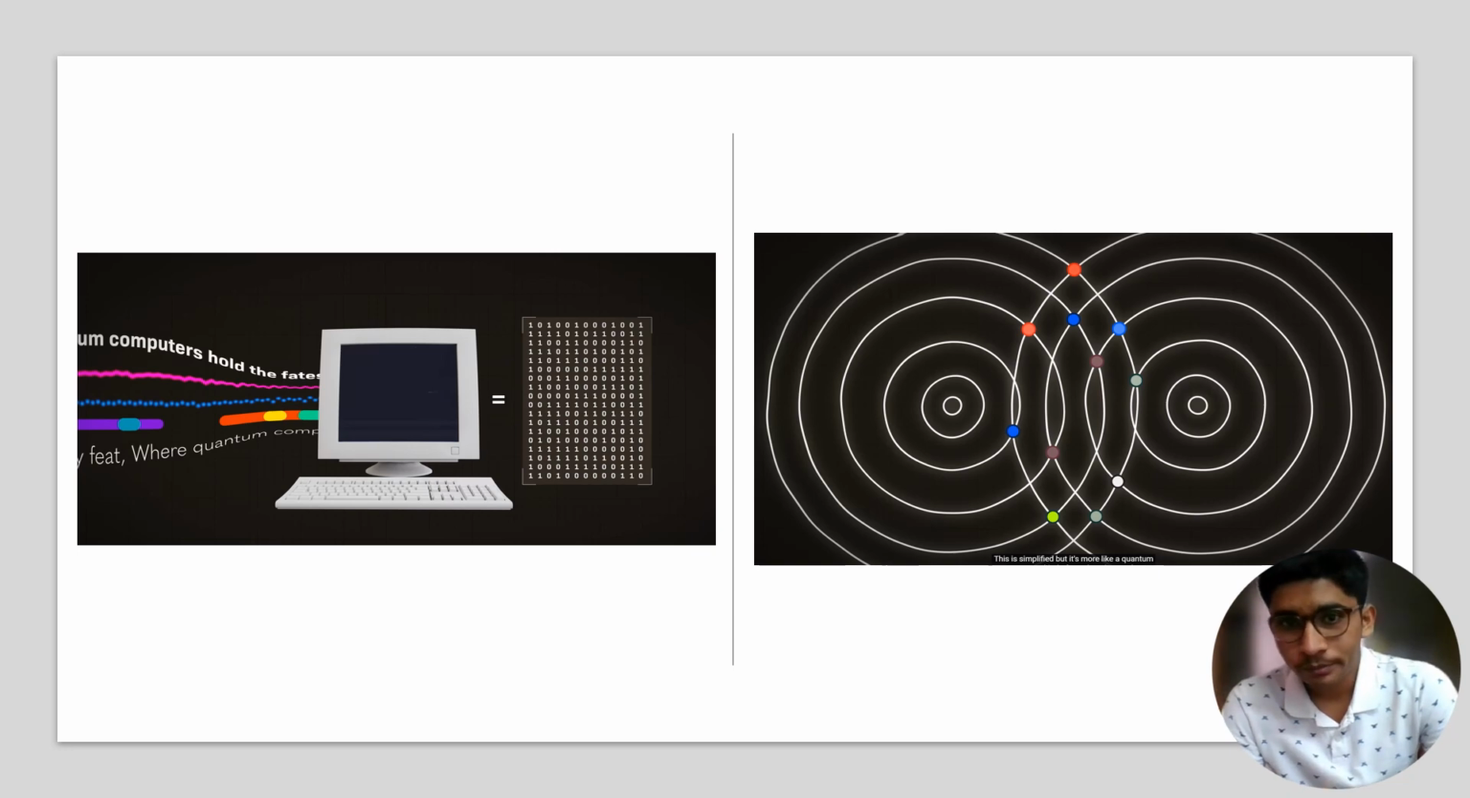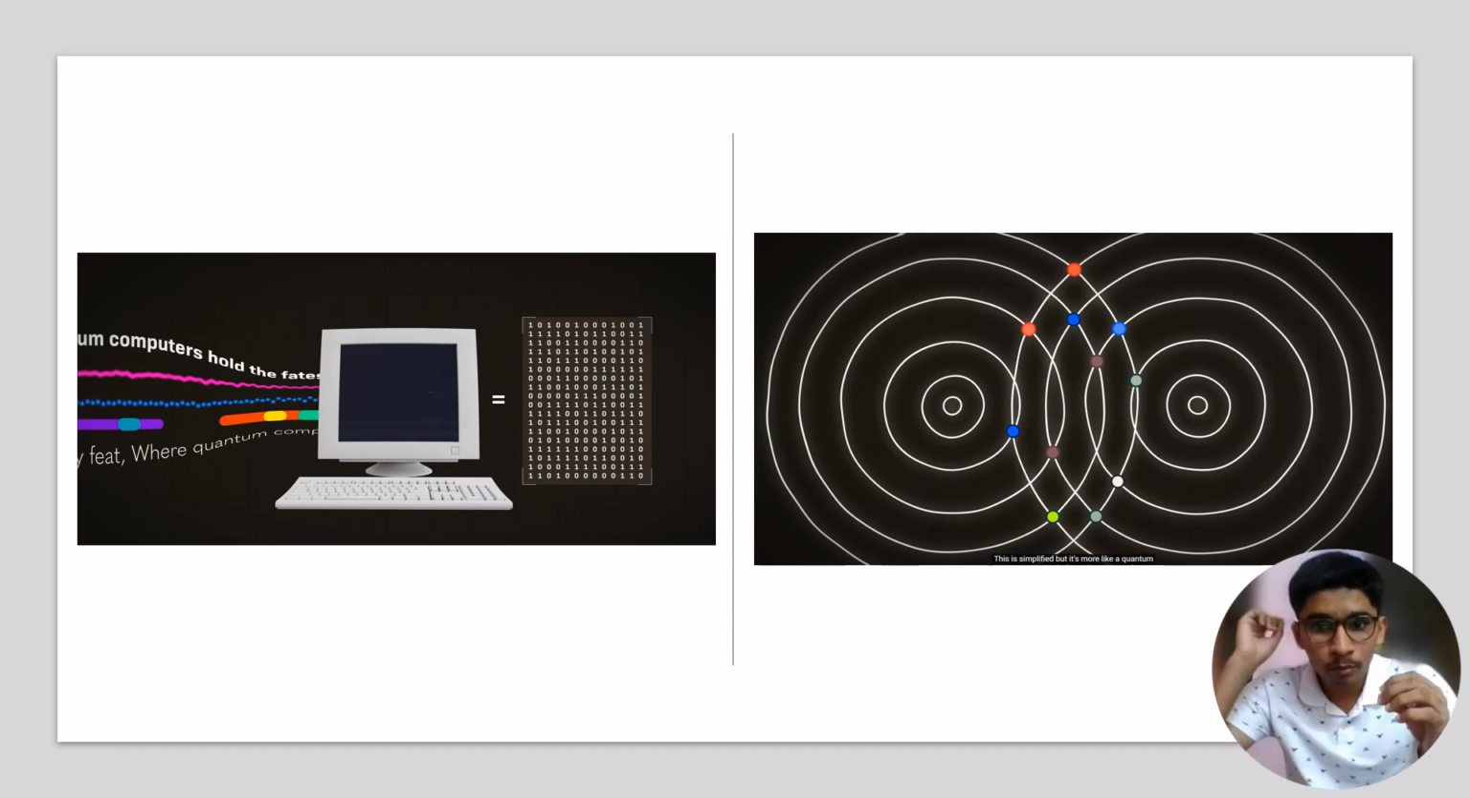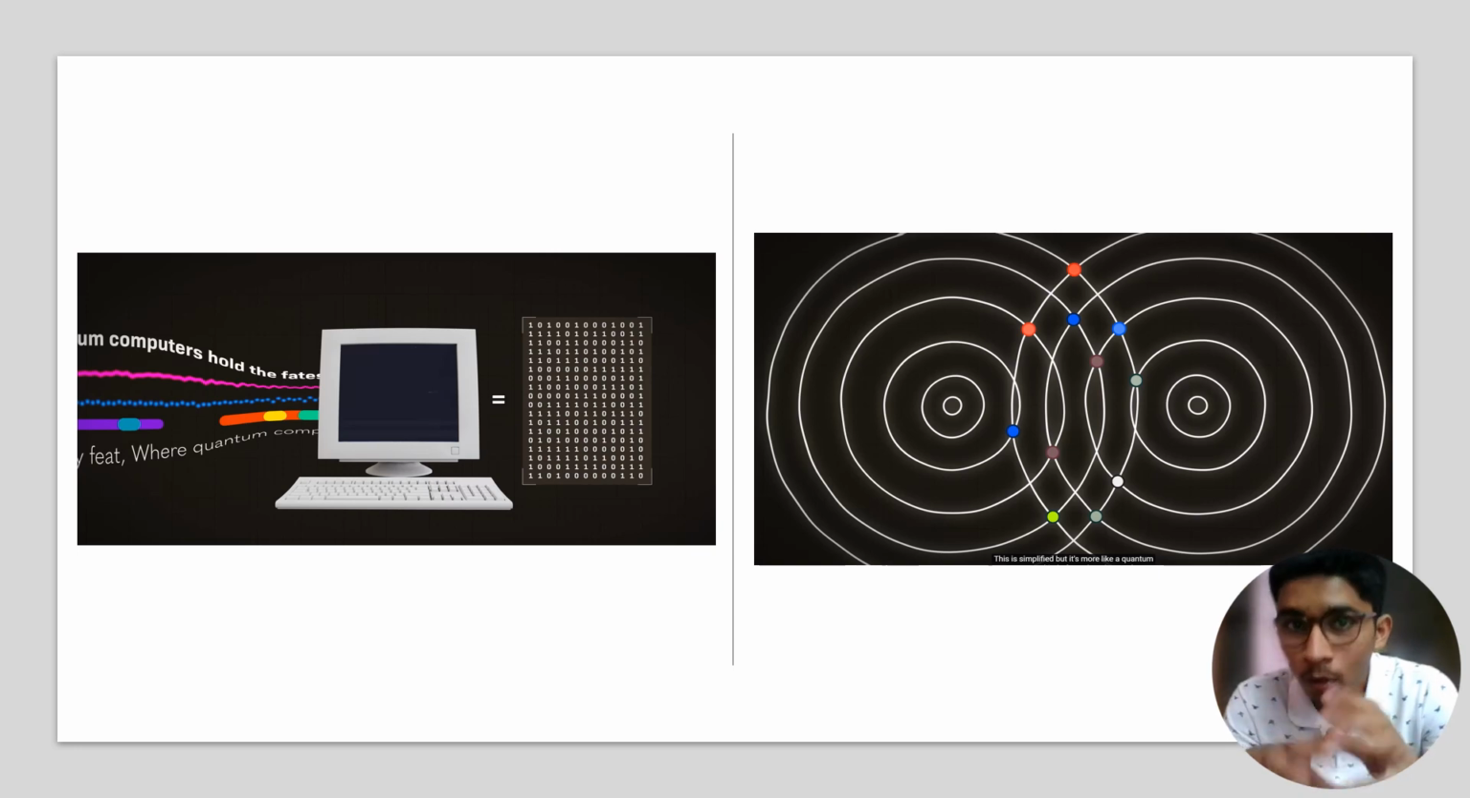But in qubits, if you see carefully, there are waves, right? If you put a stone into a pond, a wave is created, right? That is how the quantum computer watches how all these waves interact and then finds the most likely answer. This is how quantum computers work behind the scenes, right? So this is how the qubits interact and we find the most likely answer.